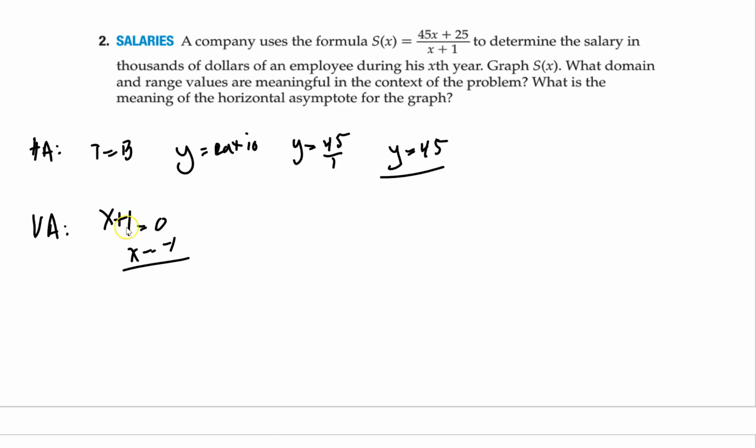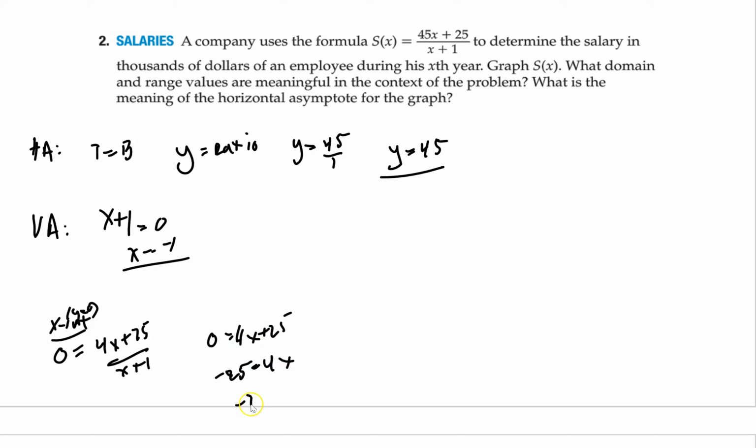We could find the x and y intercept. Let's do that. X-intercept, set the y equal to 0. So 0 equals 45x plus 25 over x plus 1. Remember, you always just multiply both sides by x plus 1. You get 0 equals 45x plus 25. When I solve that, I'm going to get -25 divided by 45, so -25 over 45 equals x.